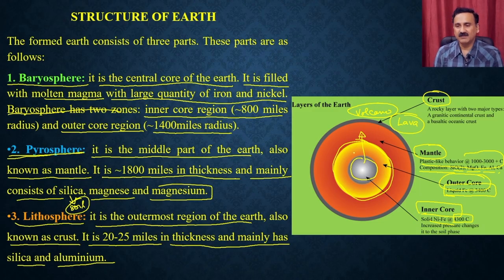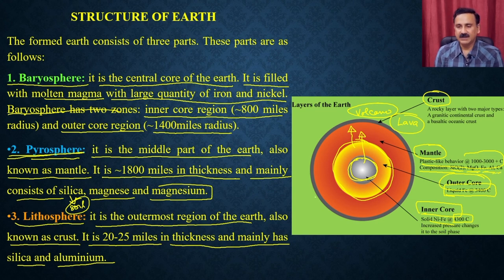You have the barosphere, which is the innermost layer. The barosphere has two regions. One is called the inner core, where you have the solid metals like the iron and the nickel. Then you have the outer core, which contains the liquid iron, and that liquid iron only comes out in the form of lava when there are volcano eruptions. And then you have the middle layer, which is also called the pyrosphere, and this middle layer also consists of silica, manganese, iron, aluminium and calcium.